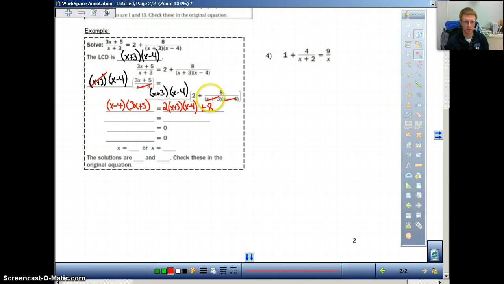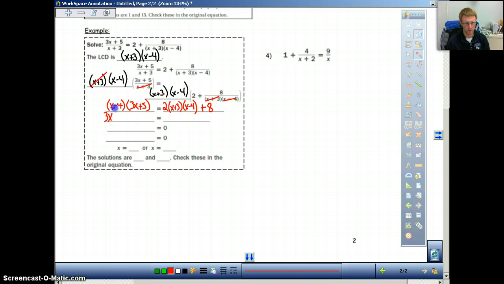So this and this cancel out. Again, make sure that you multiply by the 2 first to get this term, and then they cancel out on the second term to get plus 8. So now what we can do is we can multiply these out and try and solve.